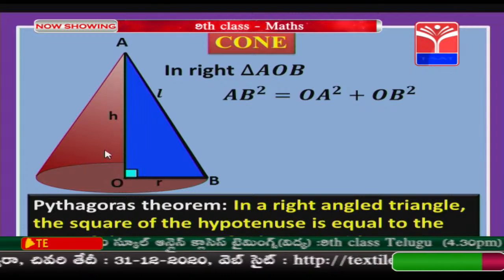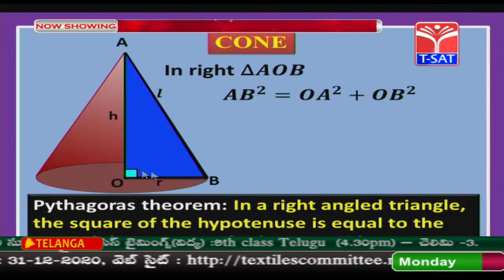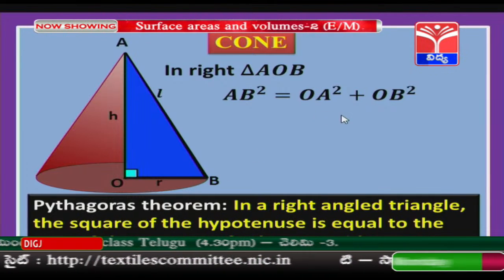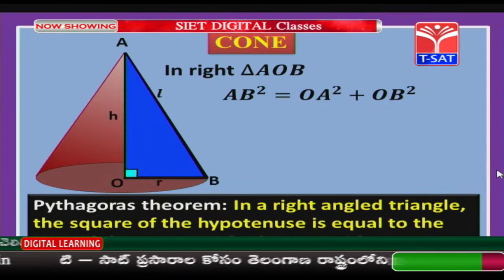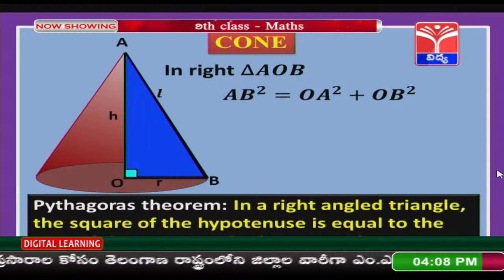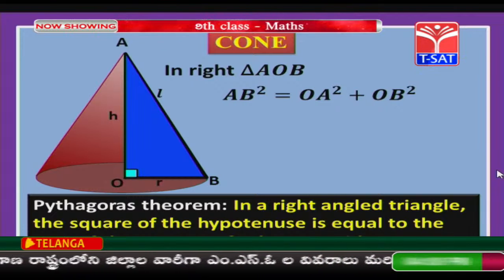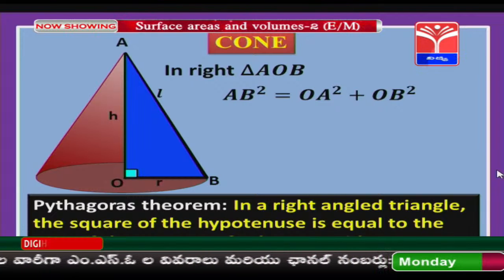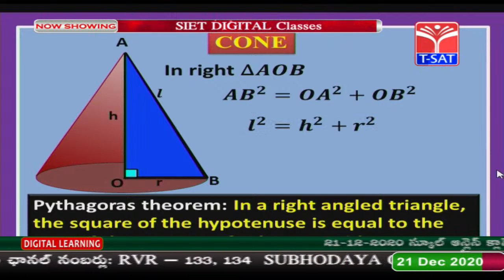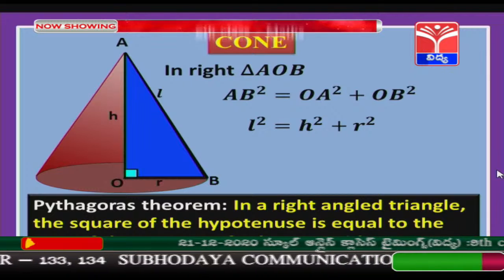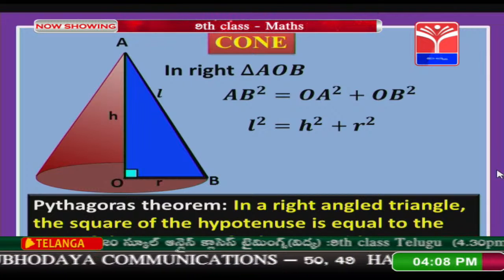Yes, we have OA and OB as the other two sides. So that is equal to OA square plus OB square. Now, let us substitute these values, children. AB is L, OA is H and OB is R, and substituting we get L square is equal to H square plus R square.